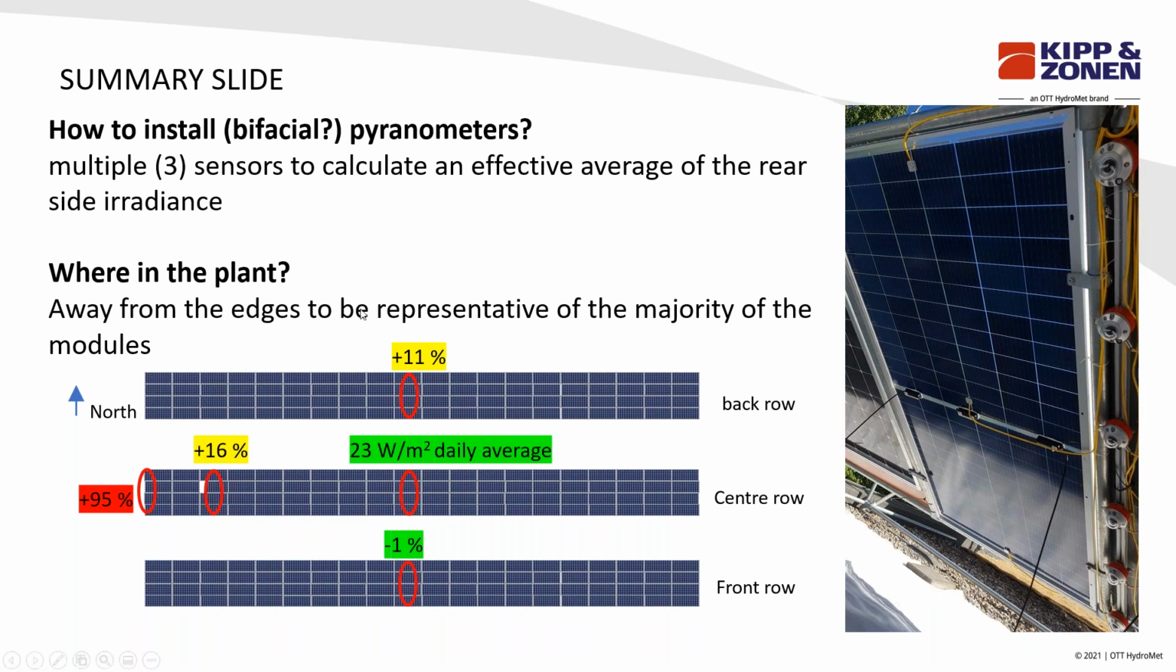We'll also be talking about the details of where in the plant, and the conclusion works towards that you mount the sensors away from the edges. Here the sensor reading is compared from the center of the plant, and you see that if you mount the sensor at the edges, you would be measuring too much irradiance.